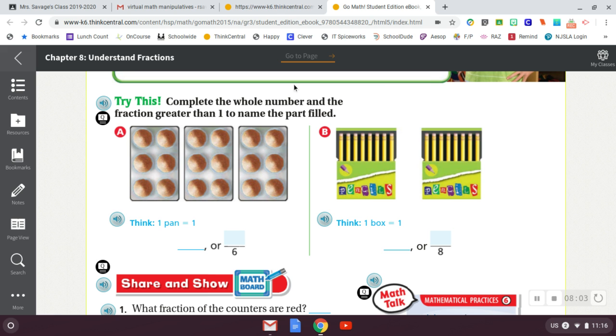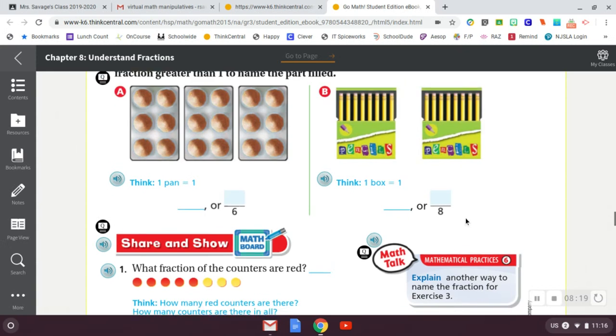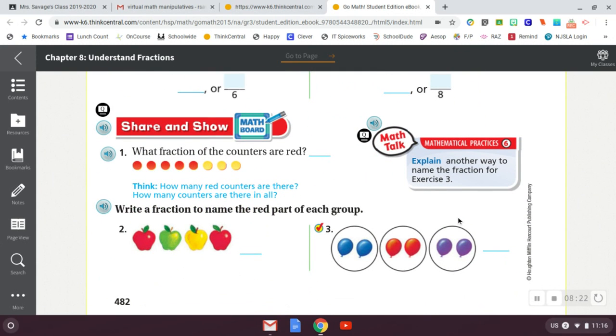I can either continue counting eighths, or I can do 8 plus 8, or I can use my multiplication knowledge and do 8 times 2 to get how many eighths? Tell somebody. You got it. 16 eighths.